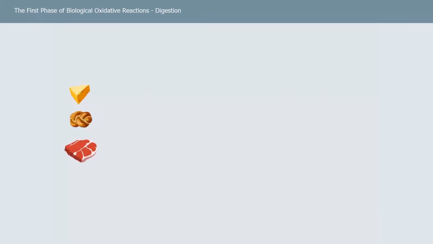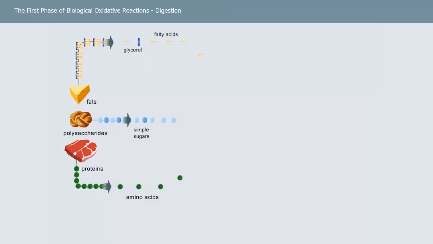A vast majority of our food contains proteins, polysaccharides, and lipids. Before the cells can use them as a source of energy, they have to first be broken down to simple subunits. Proteins to amino acids, polysaccharides to simple sugars, and fats to glycerol and fatty acids. Therefore, the first part of the energetic transformation of food is digestion.